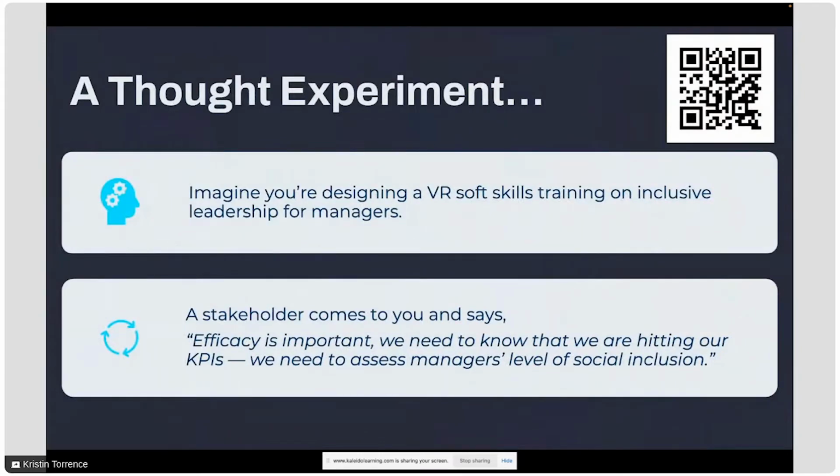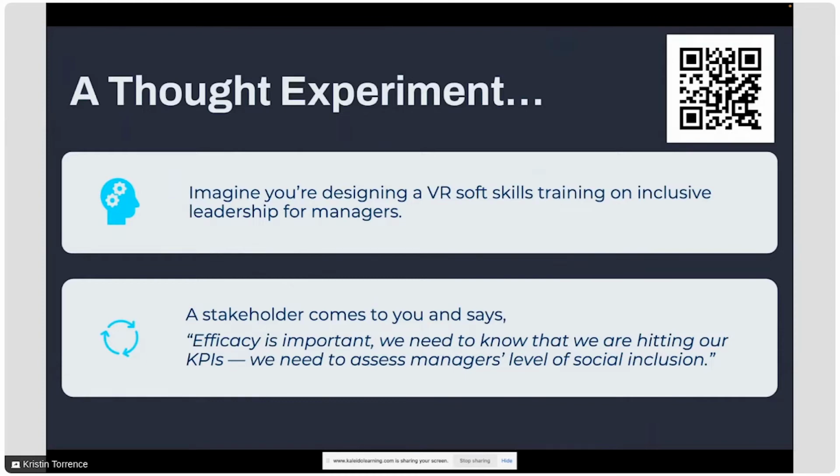So how about a thought experiment? Imagine you're designing a virtual reality soft skills training on, let's say, inclusive leadership for managers. And a stakeholder comes to you and says, efficacy is important. We need to know that we're hitting our KPIs. We need to assess managers' level of social inclusion. All right, so let's do it.